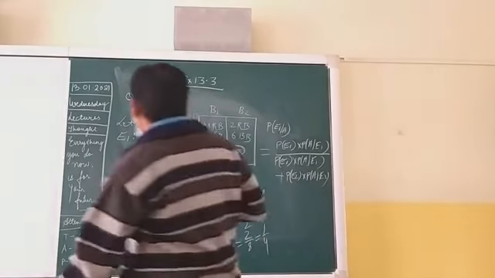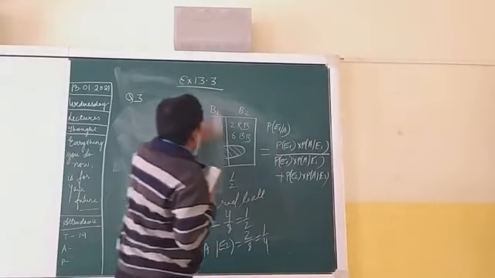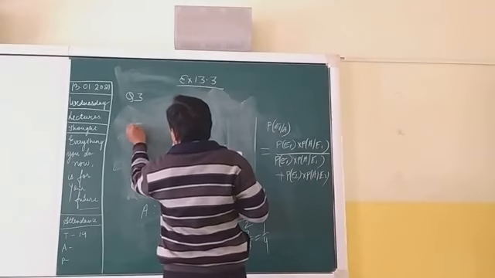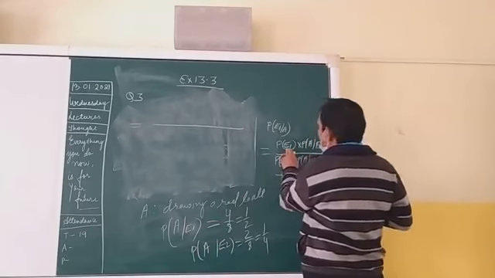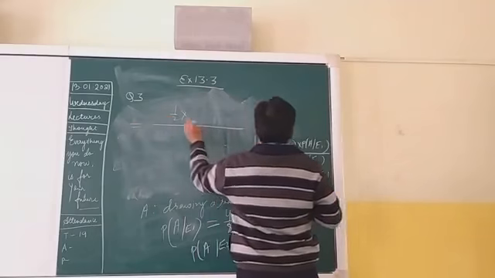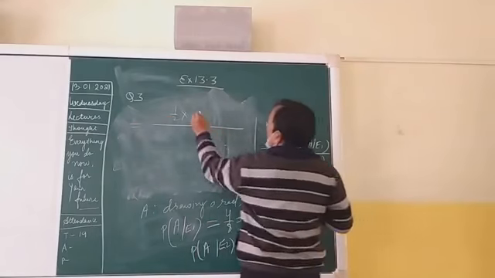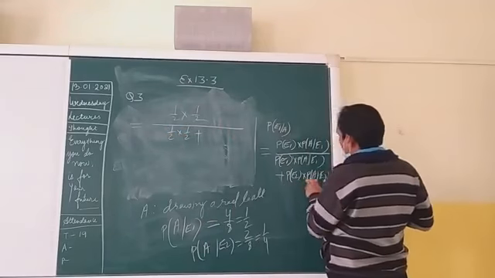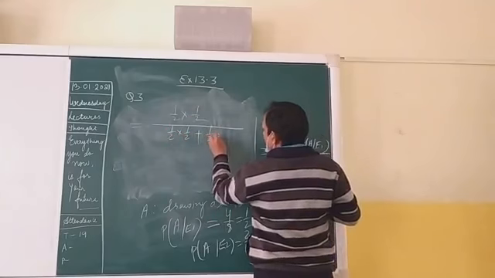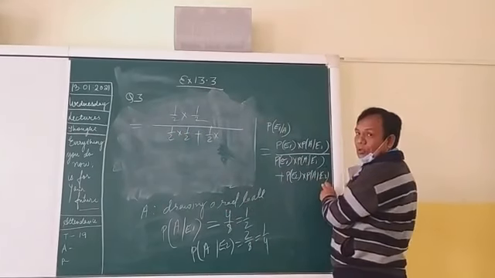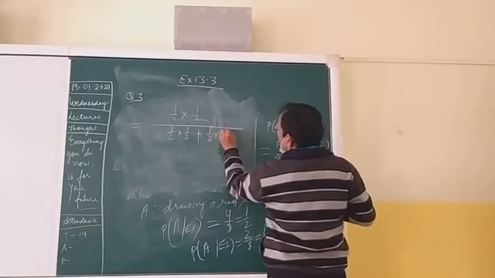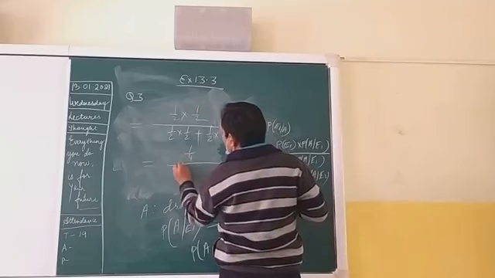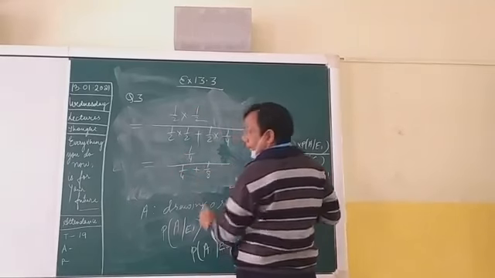So after that, we will put the values. What are we getting? The value of P(E1) is 1 by 2 and the probability of A by E1 is 1 by 2. Here again 1 by 2 into 1 by 2 plus the probability of E2, which is 1 by 2, and the probability of A by E2, which is 1 by 4. Okay, now you have to solve. So what are you getting? 1 into 1, 1 by 4, plus 1 by 8. Clear?